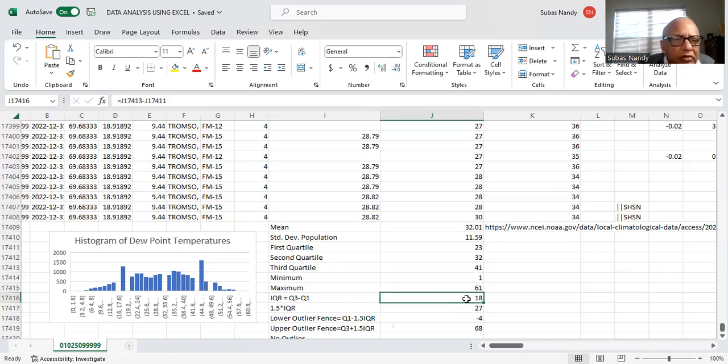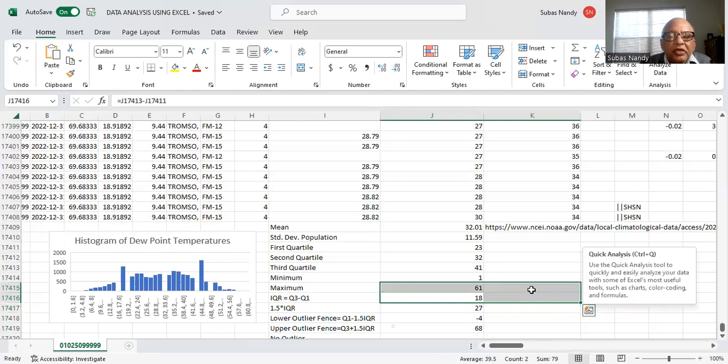Now you want to calculate the interquartile range, which is Q3 minus Q1. Your Q3 is in J17413, so equal to J17413 minus Q1, which is in J17411. That gives you the IQR, the interquartile range. What does it mean? It means the middle 50% of the data has a range of 18.